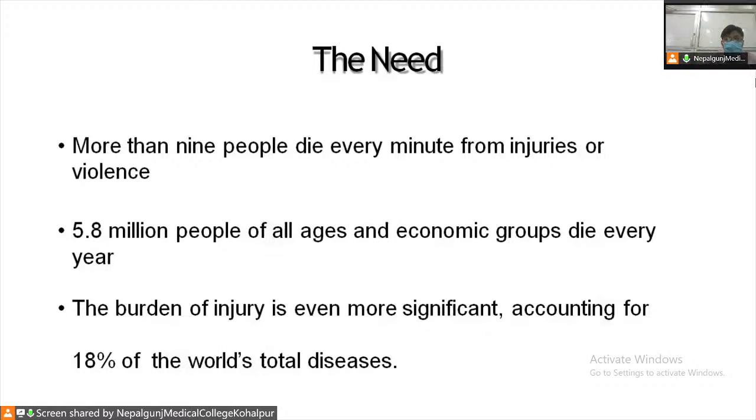Now, more than 9 people die every minute from injury or violence. This is the scenario that we are seeing in our day-to-day life, so we need to know this approach. 5.8 million people of all age groups and economic groups die every year. The burden is really significant, accounting for 18% of the total world disease. Around 20% of the cases being polytrauma patients, so we need to know regarding it.